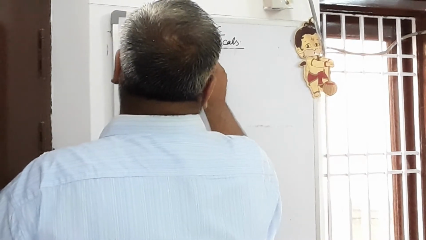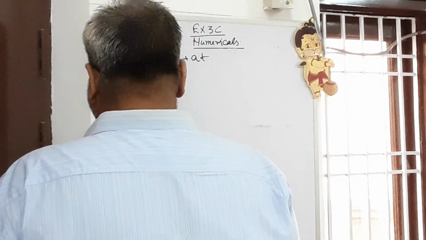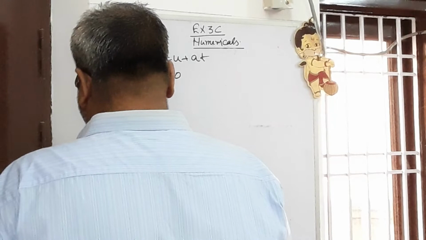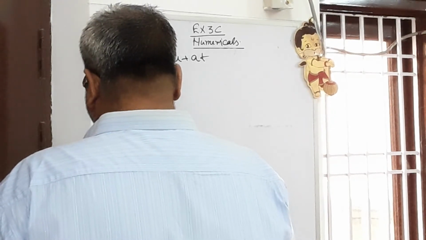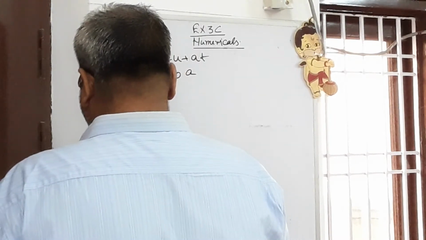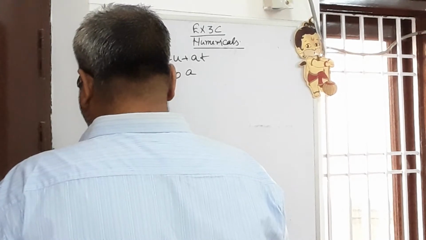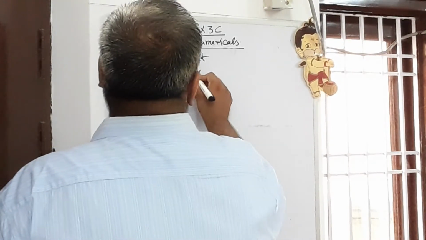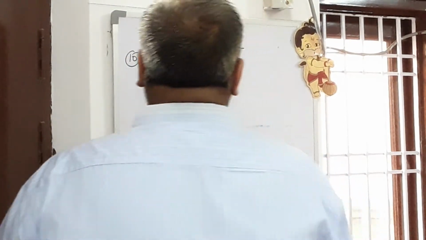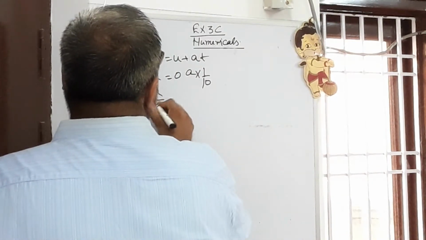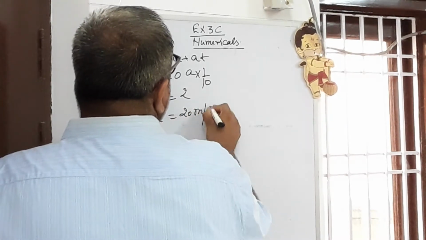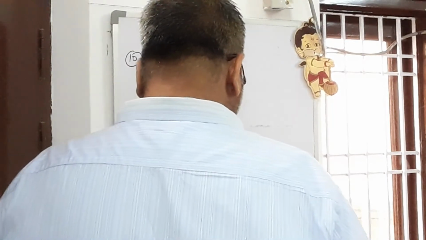V is equal to U plus AT. U is 0, V is 2, and A they have given as A/10. Time 0.1, that is 1/10. So we can write A/10 is equal to 2, A is equal to 20 meter per second square. Acceleration is done.